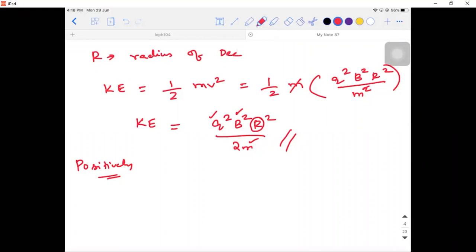There's also one more question they generally ask. Cyclotrons are used to accelerate only positively charged particles. They cannot accelerate negatively charged particles like electrons. I'll be more specific: you cannot accelerate electrons using this.